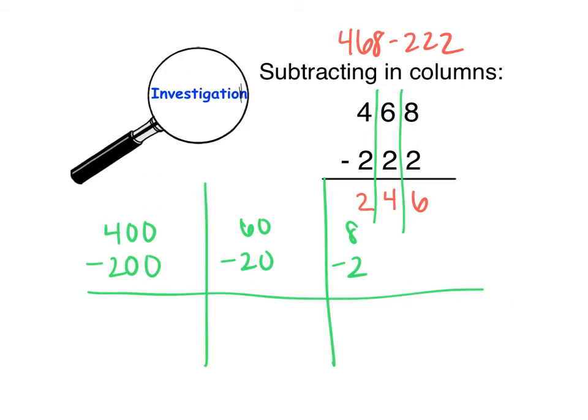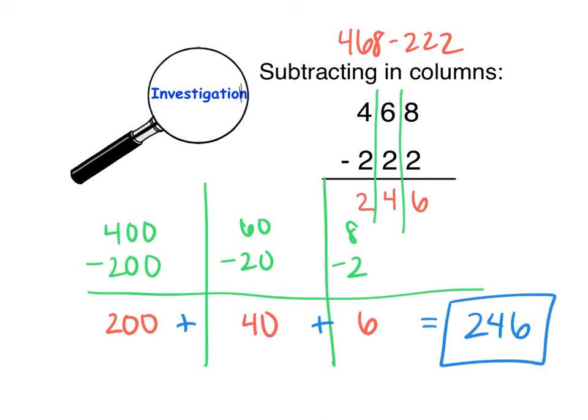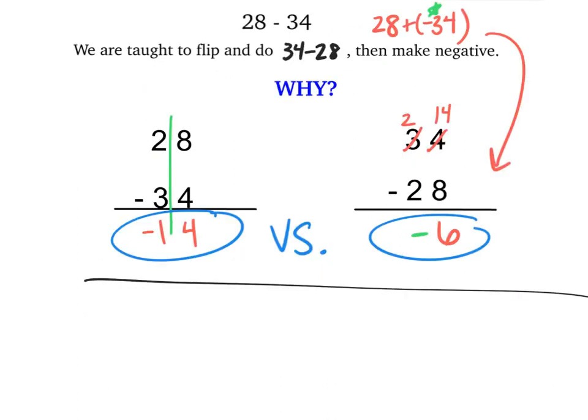So 400 minus 200 gives me 200. 60 minus 20 gives me 40. And 8 minus 2 gives me 6. Your answer comes from adding those 3 things together. So when they're all positive, that's why column subtraction works. I'm adding them together. So let's go back to those first couple and see what's happening behind the scenes here and why the answer isn't always adding up.